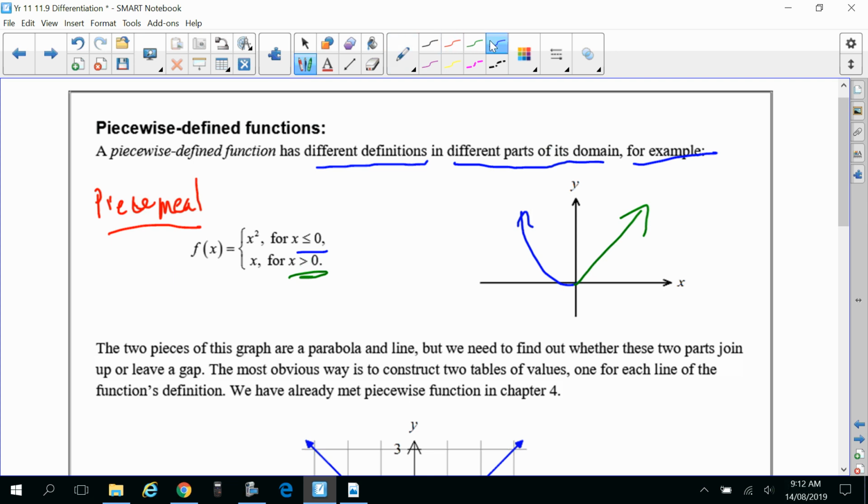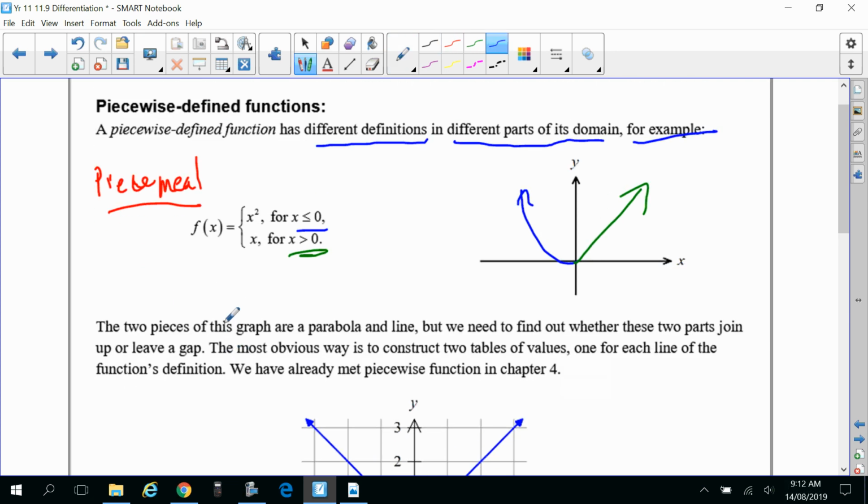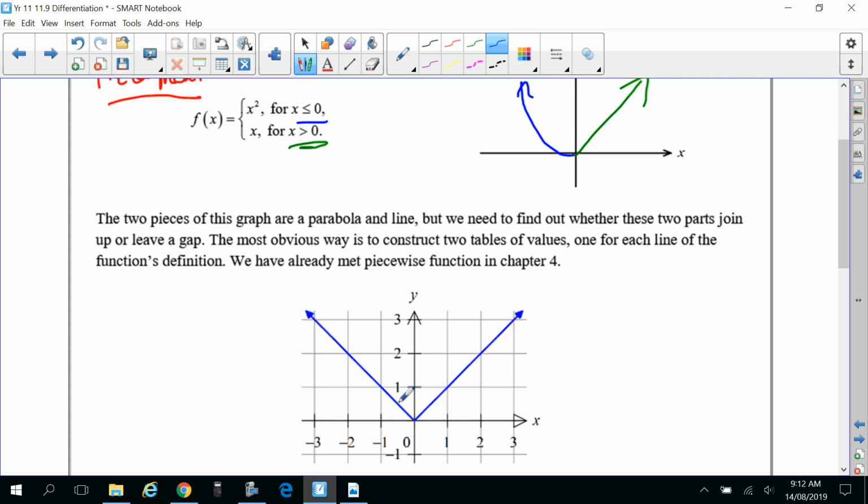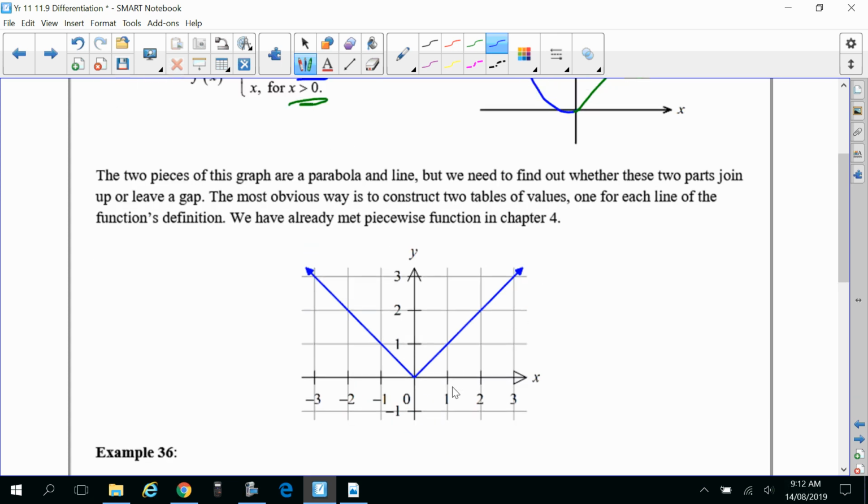Okay, the 2 pieces of this graph are a parabola and a line, but we need to find out whether these 2 parts join up or leave a gap. In this case, it's continuous. The most obvious way is to construct 2 tables of values, one for each line of the function's definition. We have already met piecewise functions in chapter 4. Chapter 4, piecewise defined. Okay, cool.